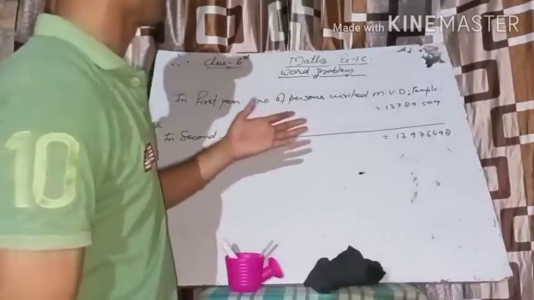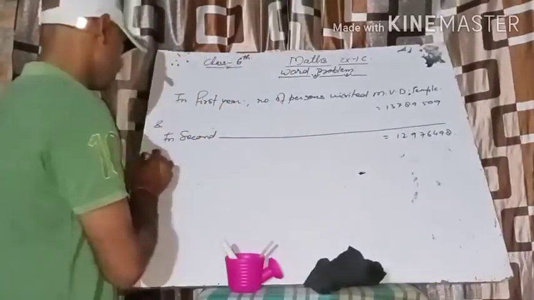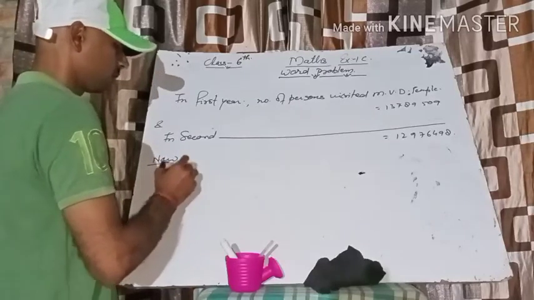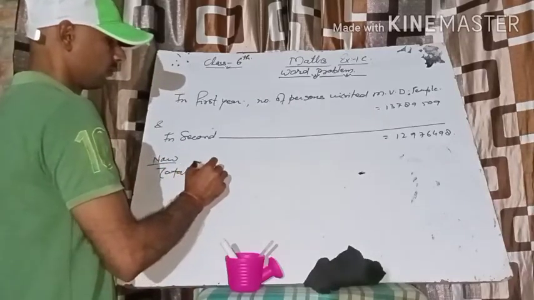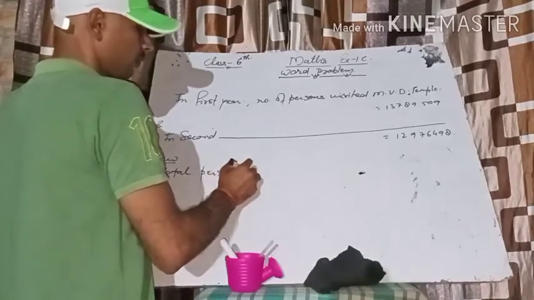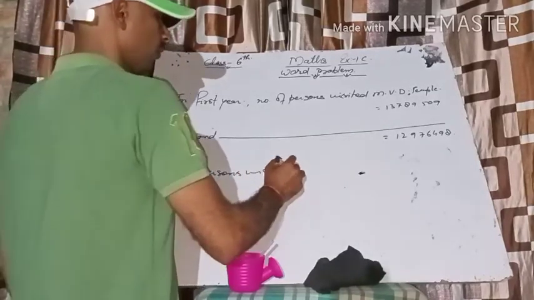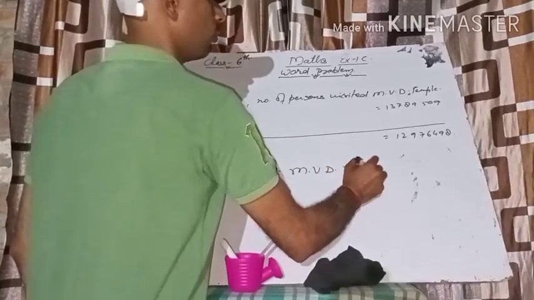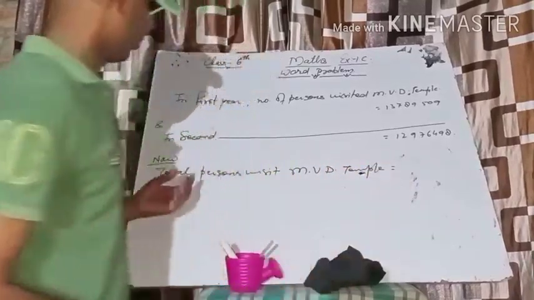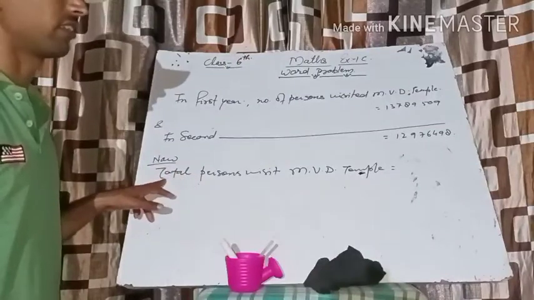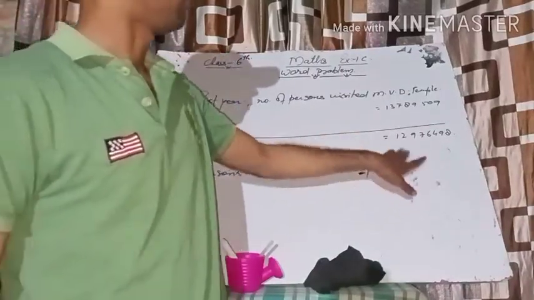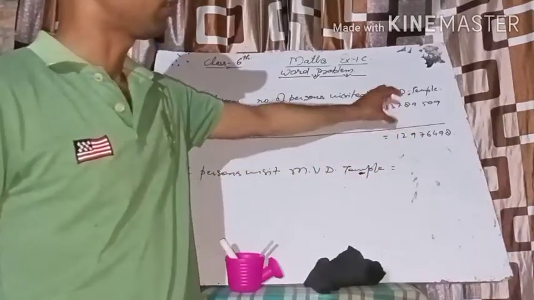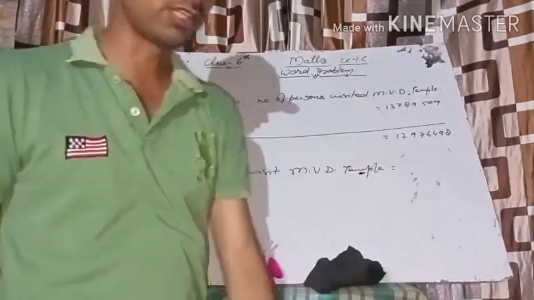This means you have to find the total. Total persons visited Mata Vaishno Devi temple equals what? Here you notice that the word total is there, so what will we use here? Yes, simply do the sum of these two numbers, and then you can easily get the answer.